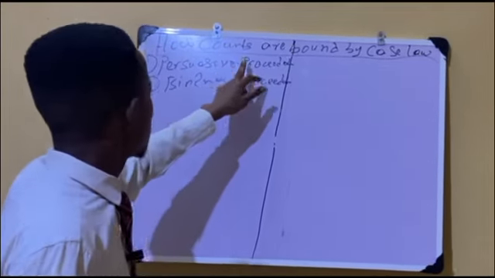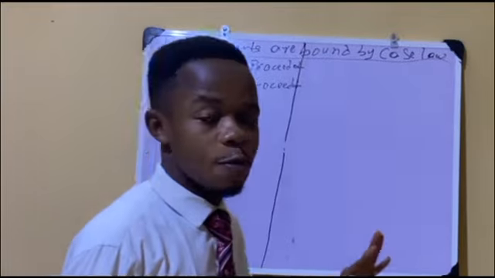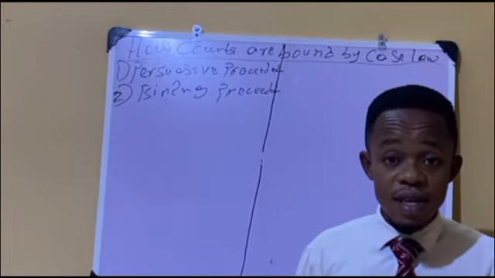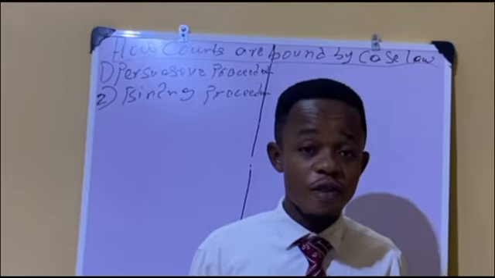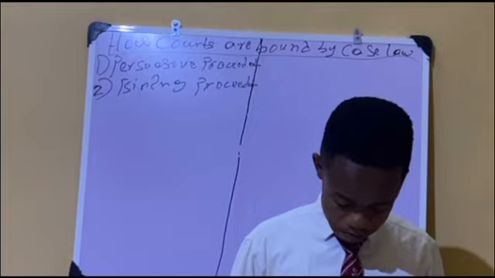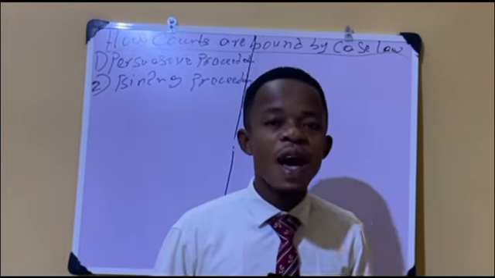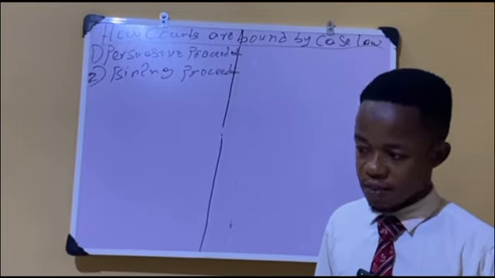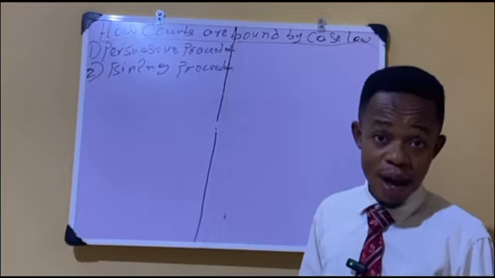So when we are dealing with persuasive precedents, what I want you to get here is, it is not every judgment of a Supreme Court, it is not every judgment that is binding on a lower court. This is how it works. Assuming the Supreme Court gave a judgment, the lower court is bound by it.